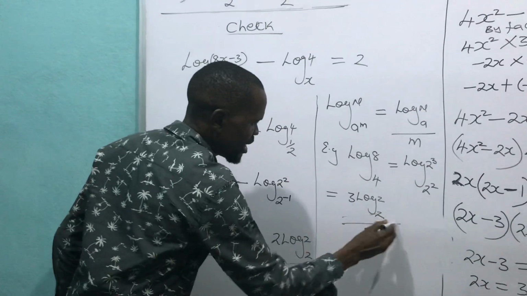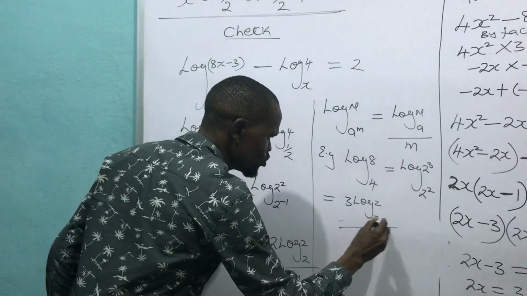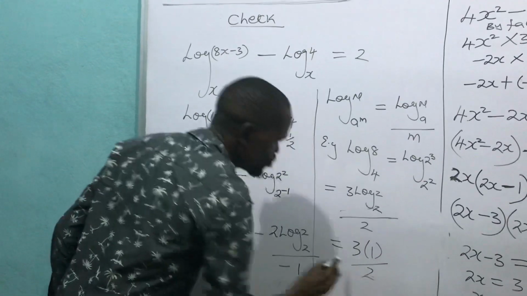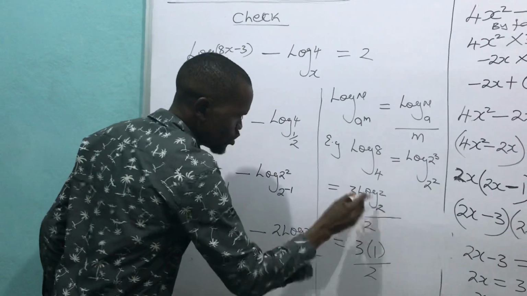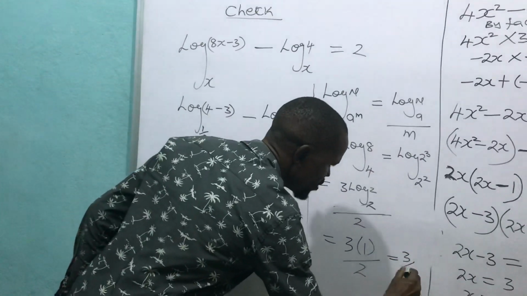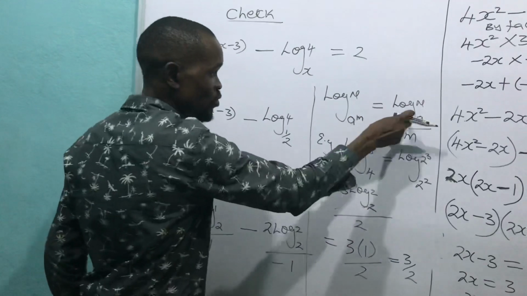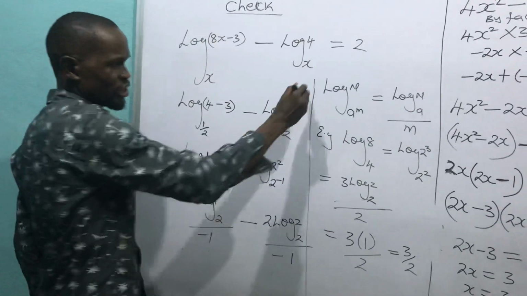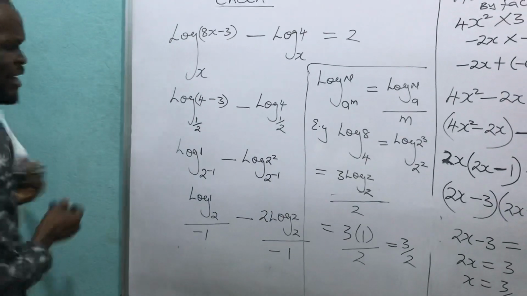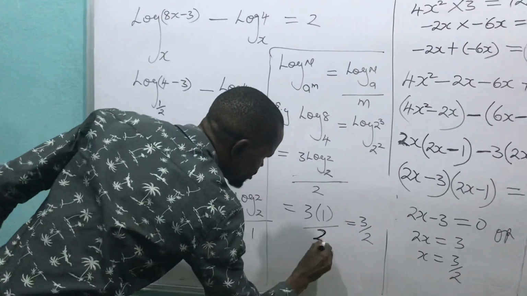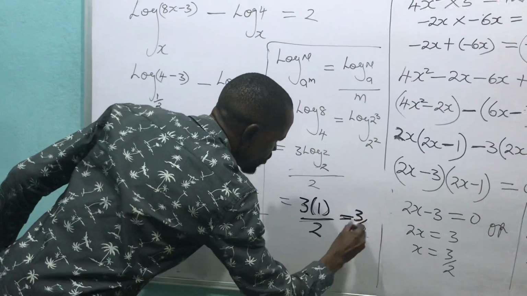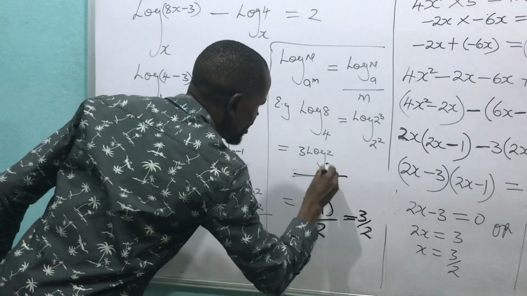And this will land me to what? Log 2 base 2 will give me 1, and that gives me 3 into 1 divided by 2. Log 2 base 2 will give me 1. 3 times 1 will give me 3 over 2. I've solved this using this law. Are you getting what I'm saying? So watch it clearly. I've solved that using that law. Then if I look at this, this is 2, this is 1, and this is 3, and this is equal to 3 over 2, and you get what I'm talking about here.